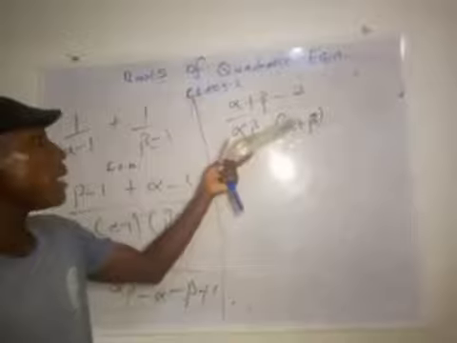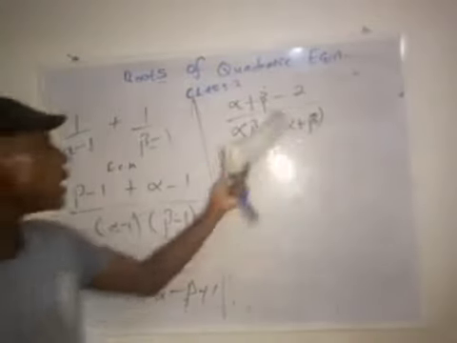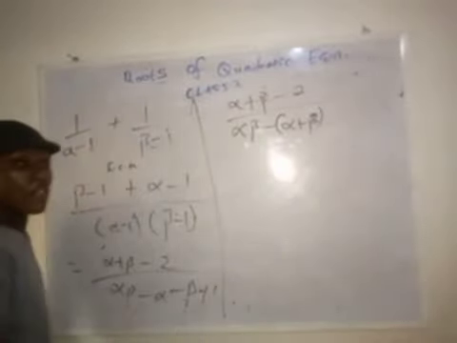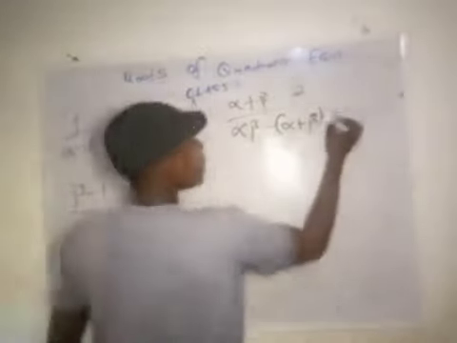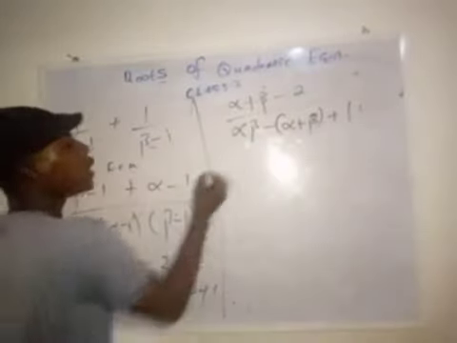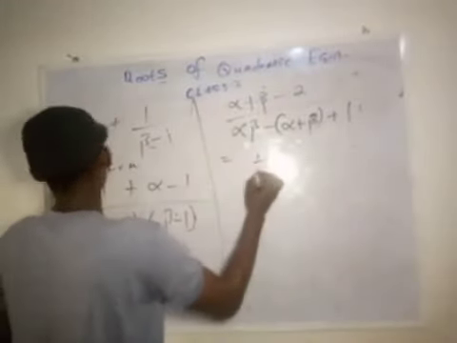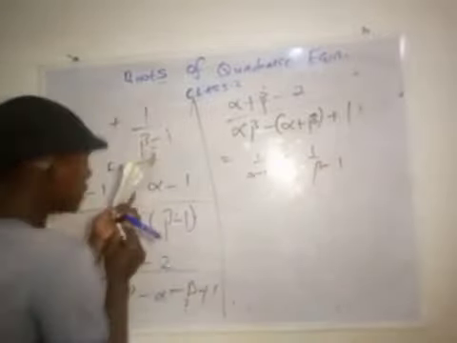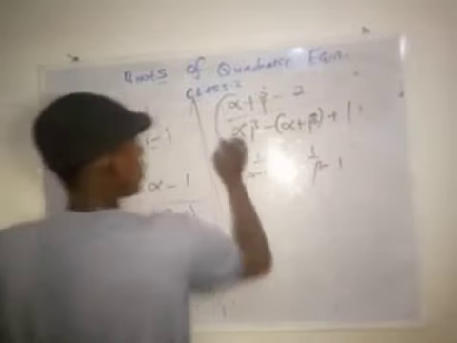So minus times alpha will give us minus alpha. Minus times beta also gives us minus beta. It means that the negative sign is just the factor that is common. Plus 1. And this will be equivalent to 1 over alpha minus 1 plus 1 over beta minus 1. So this is the expression that we are looking for.